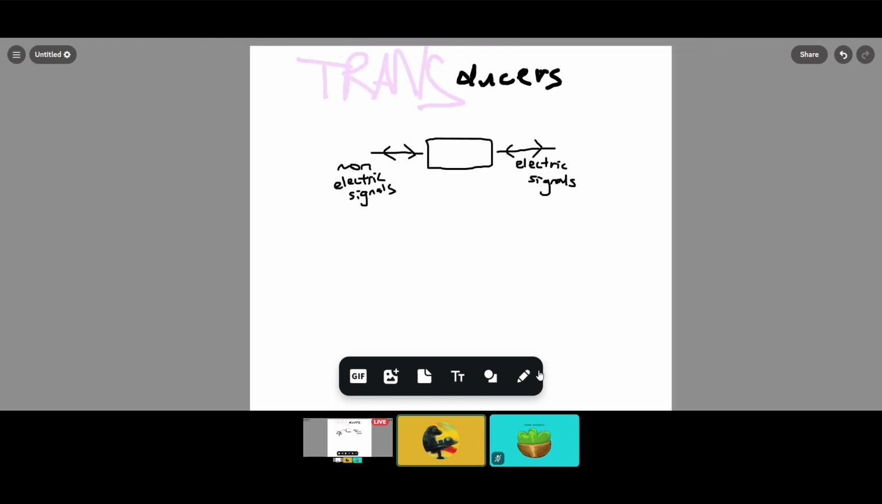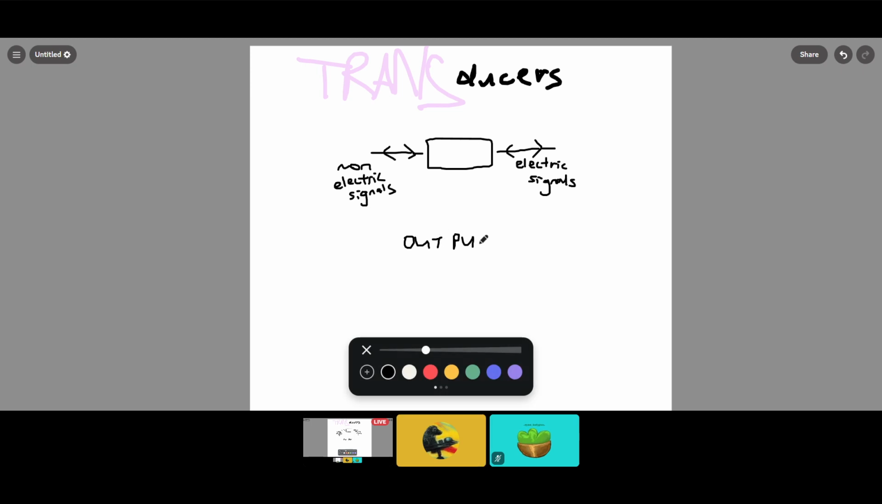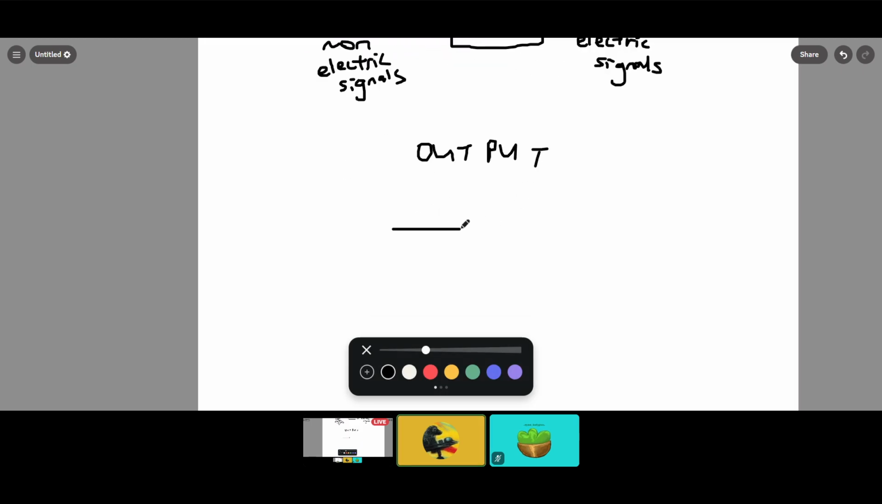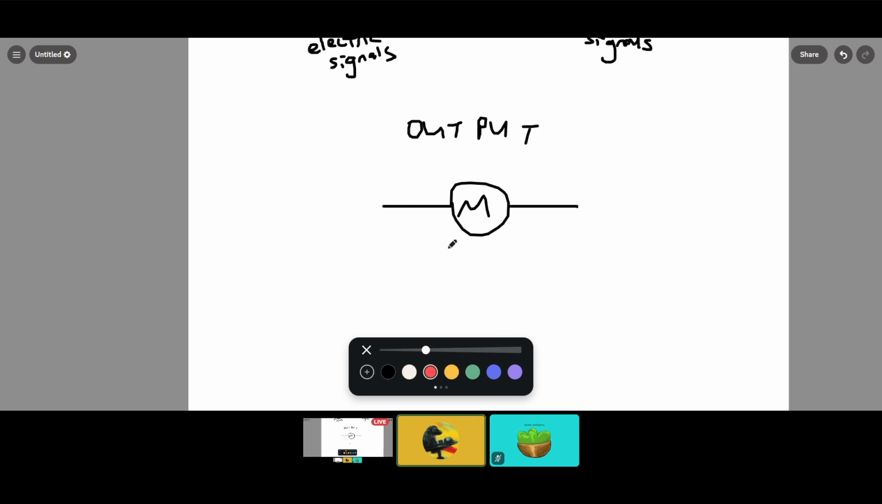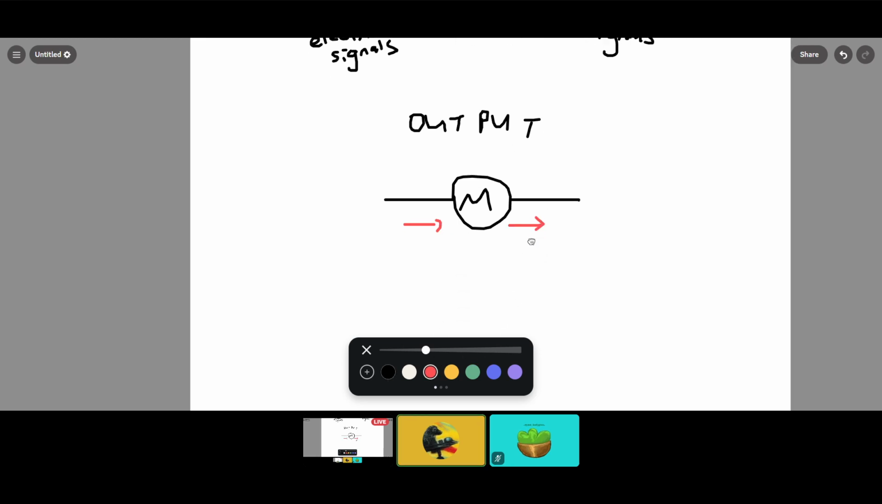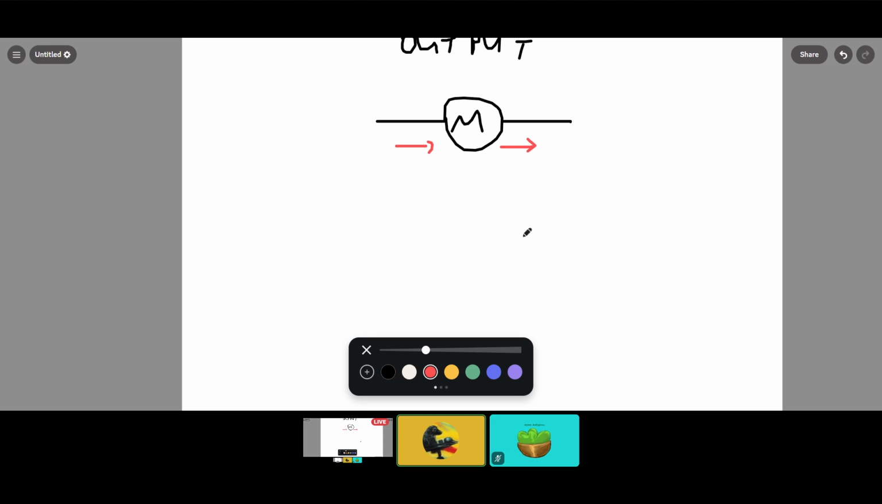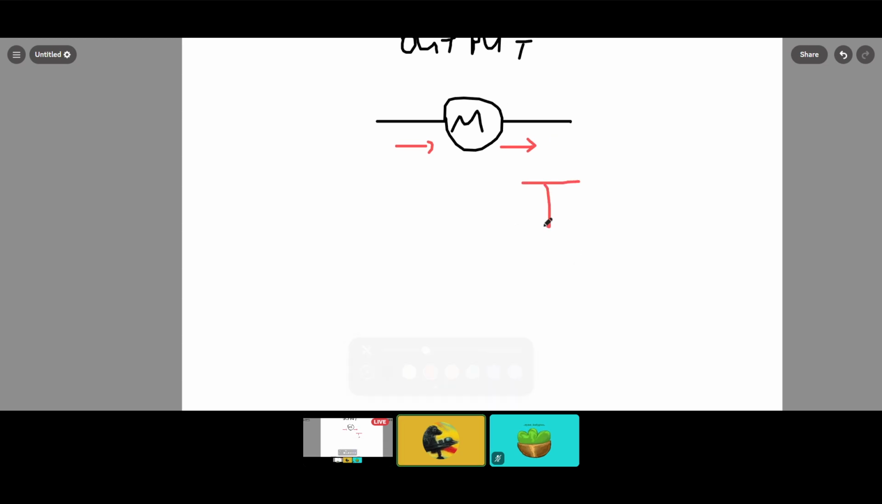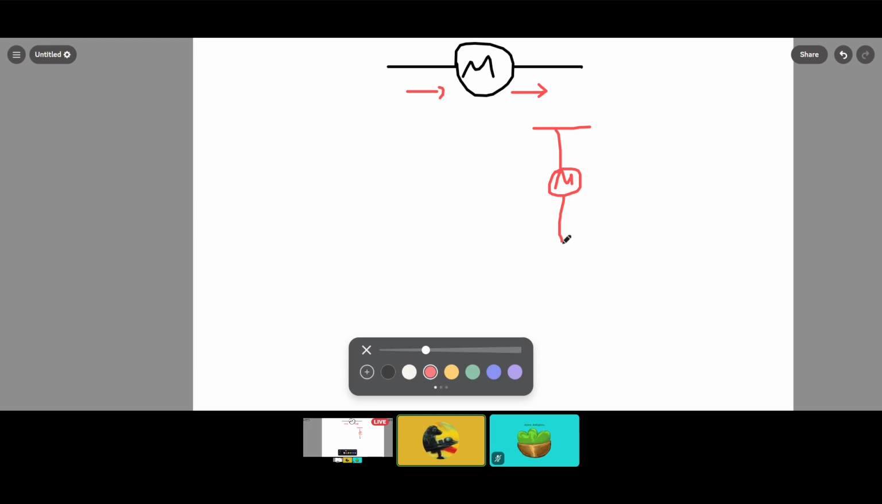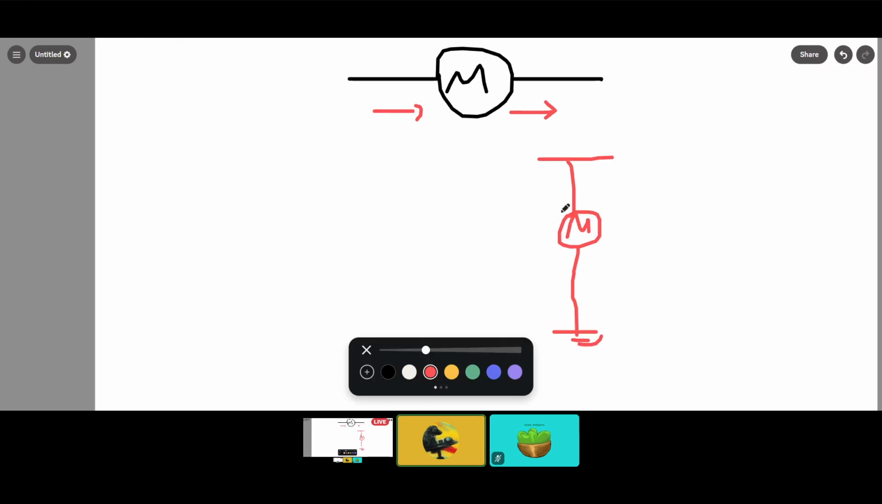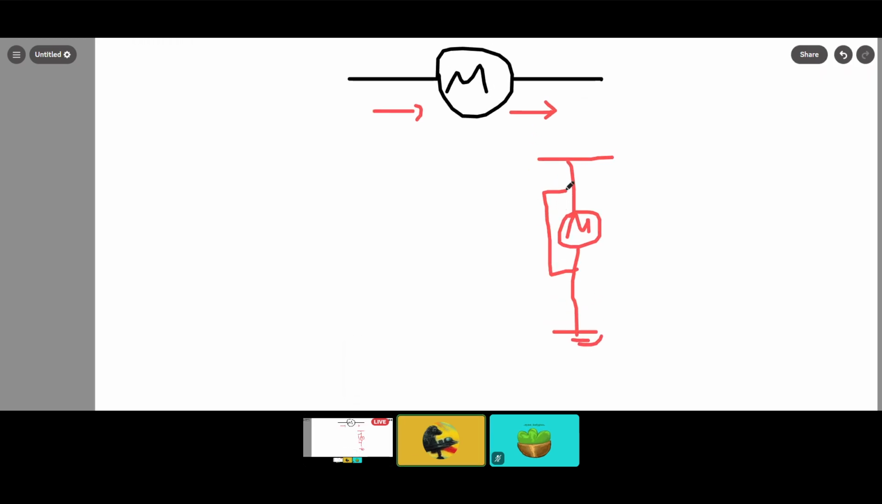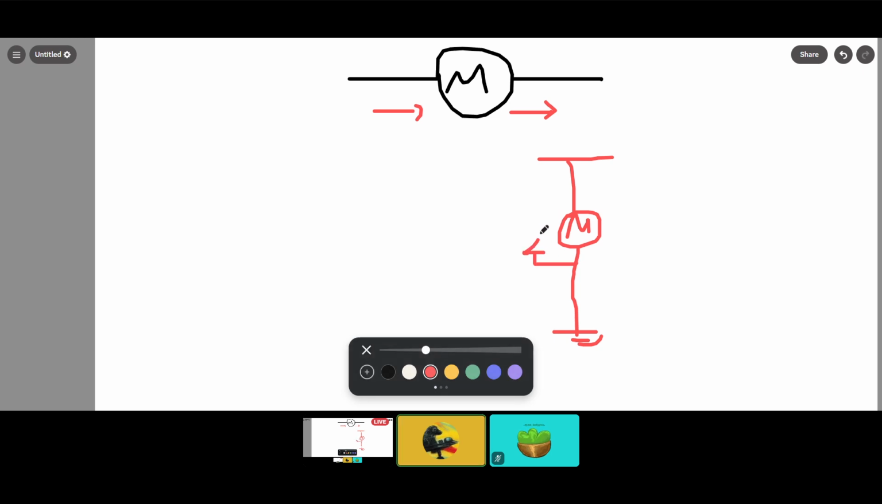So let's move on to the next group of transducers, the output transducers. Since we ended with the motor, let's start with the motor, yeah? So very simply, when there's a current through the motor, an electric signal, it will produce a turning force as its output, which is a physical quantity. That's pretty much it. However, one thing to note is that when you use a motor, let's say this is your motor, you must have a flyback diode.